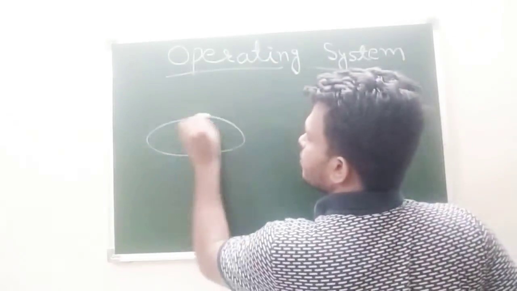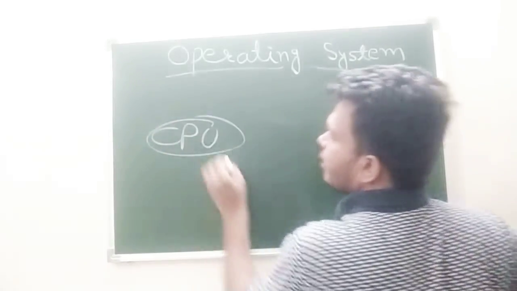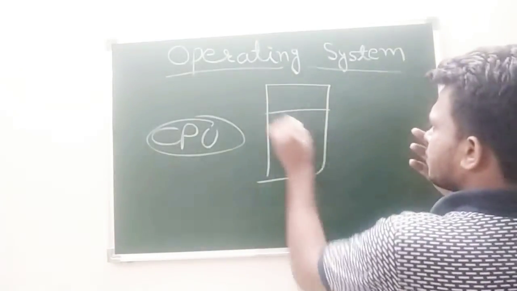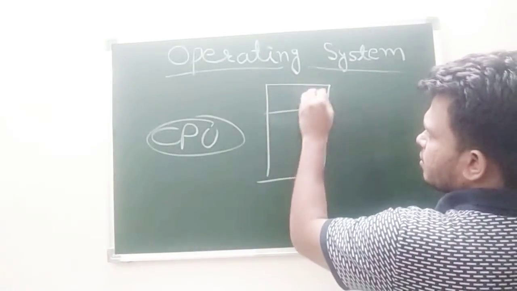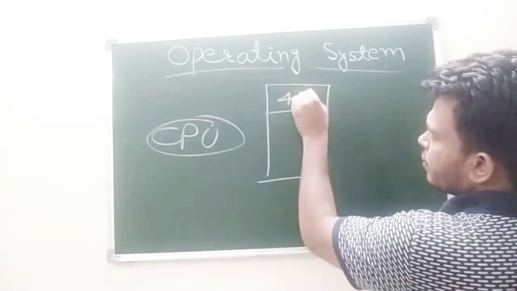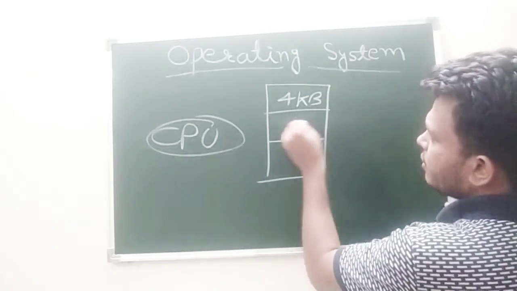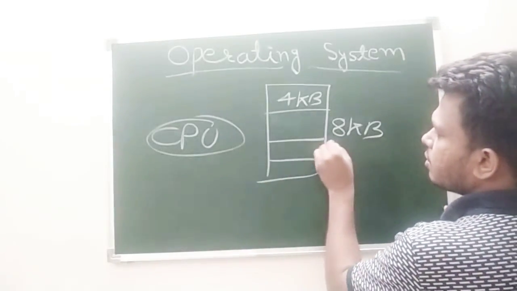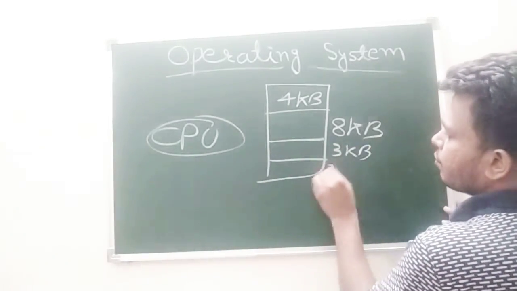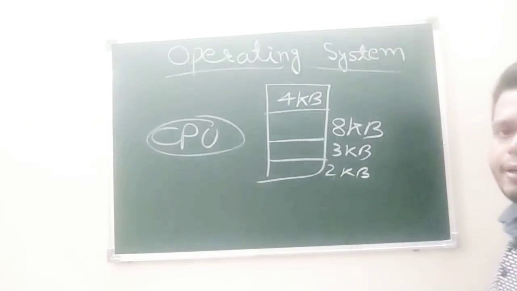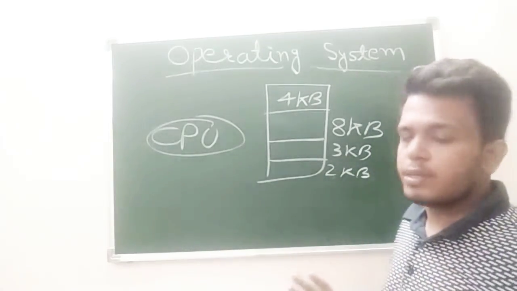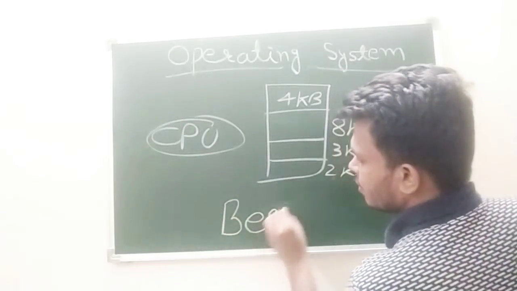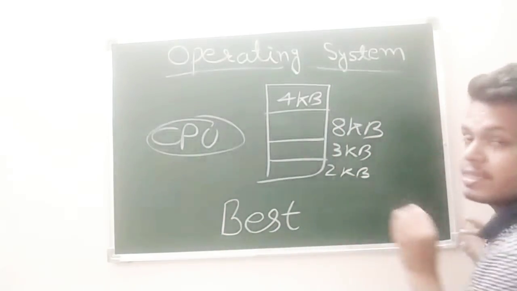This is your CPU. Clear? And this is your main memory. Suppose a process comes with 4 KB, and this is 8 KB space available, and this is 3 KB and 2 KB. Clear? What algorithm are we using? We are using best fit.